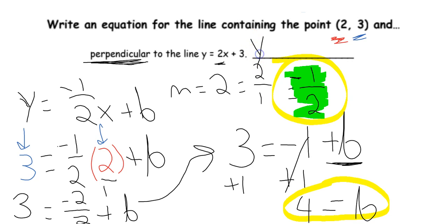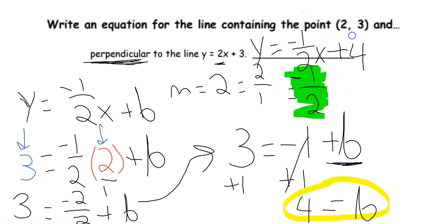Y equals m, which is negative 1/2, times x plus b, which is my 4. So that's going to be the equation that I'm going to use. Y equals negative 1/2 x plus 4.